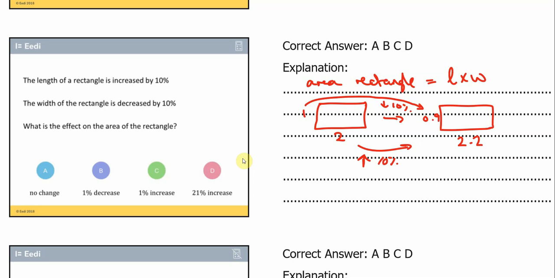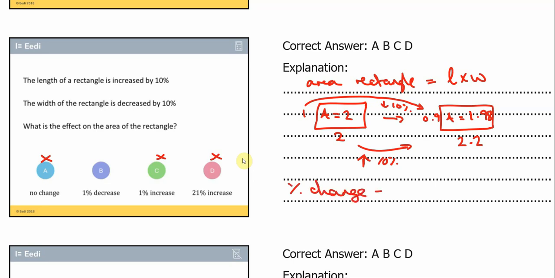So what is the original area of this? Area equals 2. And what is the area of this new one? It's going to be 1.98. So we can see that it's definitely not no change. It's definitely not an increase. So it must be this 1% decrease, and you can always check that by finding percentage change.